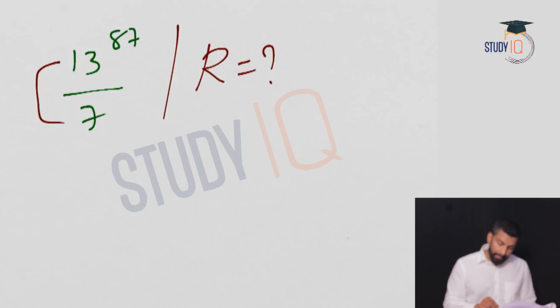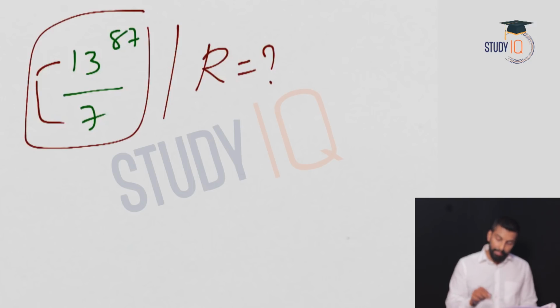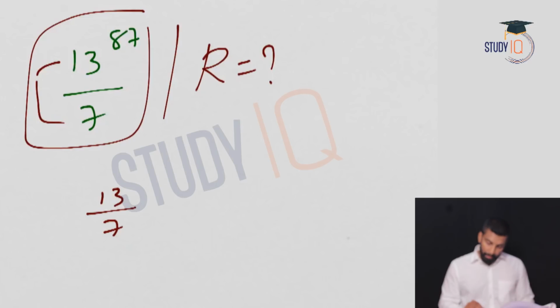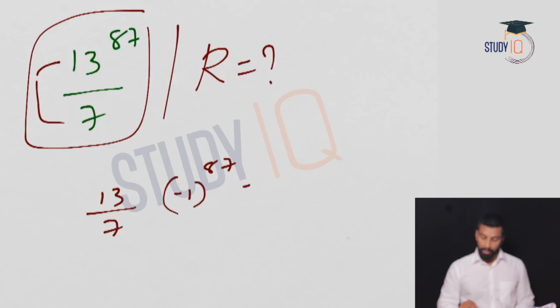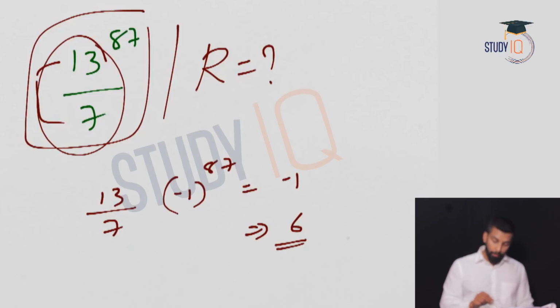Now, in this case, it is actually easy. If the question is this, it is easy because 13 by 7, what is the remainder? Minus 1 is the remainder. So the actual answer will be 13 by 7 taken 87 times. So minus 1 raised to an odd power will give you minus 1 as the remainder, which is actually 6. 6 is the remainder in this case. I hope you understood. That is easy, getting minus 1 as the remainder.